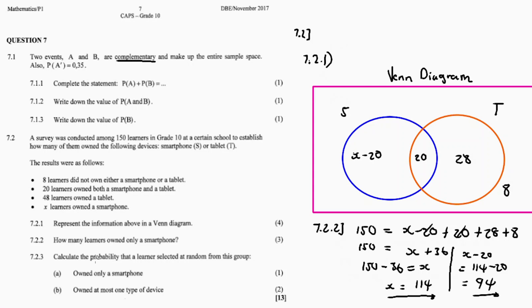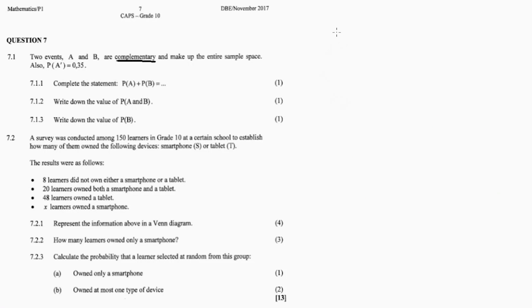7.2.3, calculate the probability that the learner selected at random from this group owned only a smartphone. So angisana space la, so erase la and write on a clean space. Okay, ngifuna the probability of ama-smartphone only. Ama-smartphone only is equal to 94, which is the students or the learners abaphethe ama-smartphone kuphela.